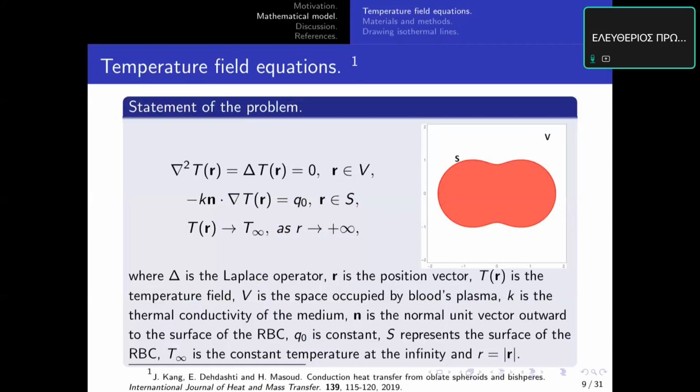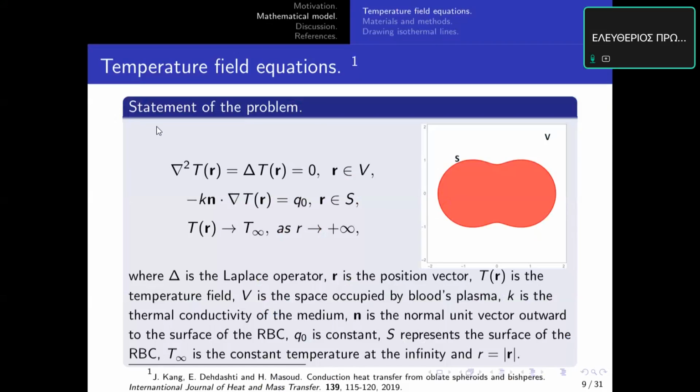Blood is a suspension of 3 different types of cells: the red blood cell, the white blood cell, the platelet, within an incompressible internal fluid, which is the blood plasma. In our case, it's considered as an infinite medium at rest. Heat is absorbed by the red blood cell surface at a constant unit weight, and the temperature at infinity is constant.